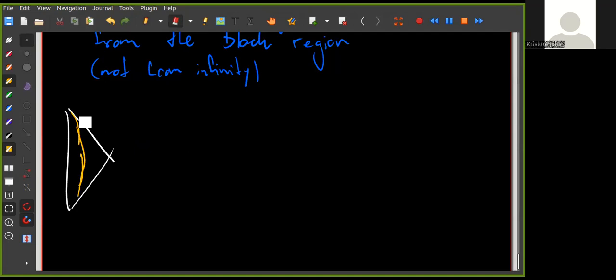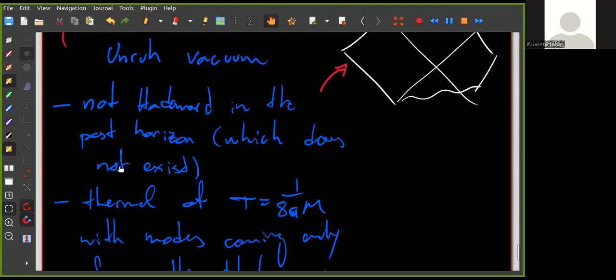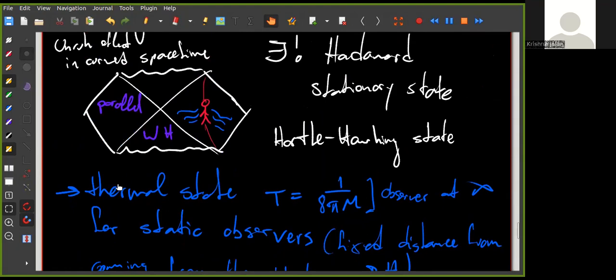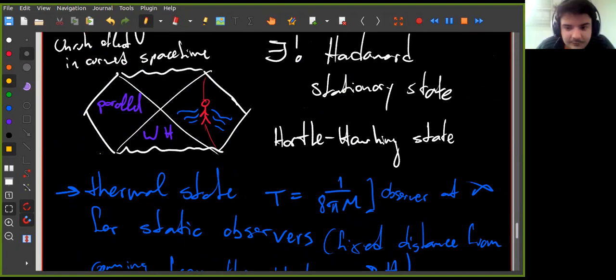Sorry, just a quick question regarding the Hartle-Hawking state. You said the thermality had to do both with the horizon as well as infinity. I don't understand why infinity has to play any role. It's a property of this state. The thermality had to do with the black hole and spatial infinity. So what does infinity have to do with it?